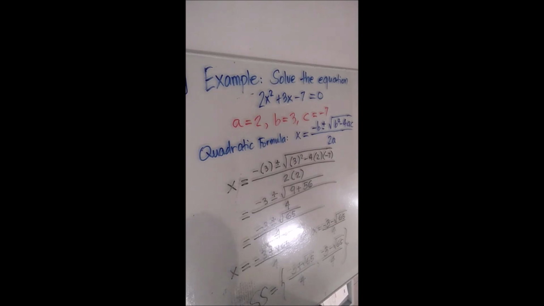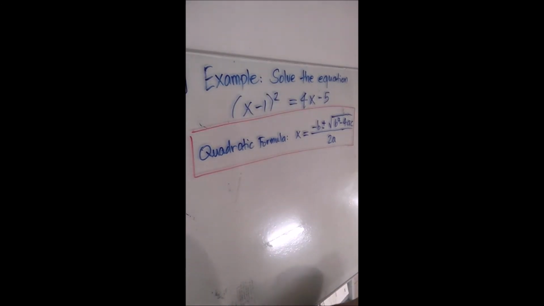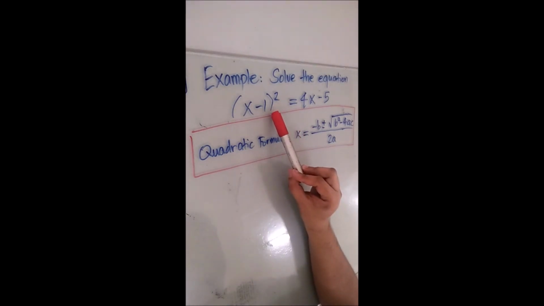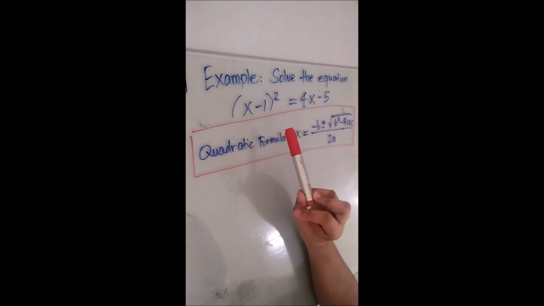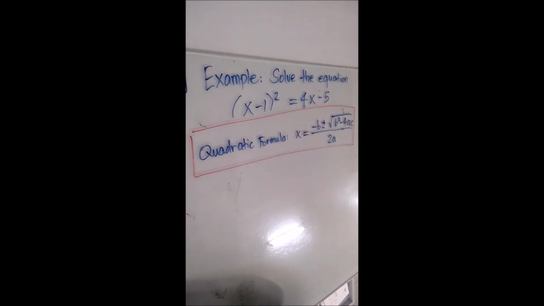So that's it. Okay, let's have another example. We have this problem: solve the equation x minus 1 quantity squared is equal to 4x minus 5. The first thing we do is to simplify this one. You need to find the product of this one, and after that, you transform it to standard form.